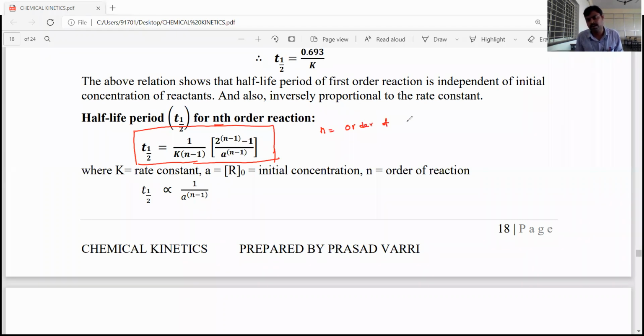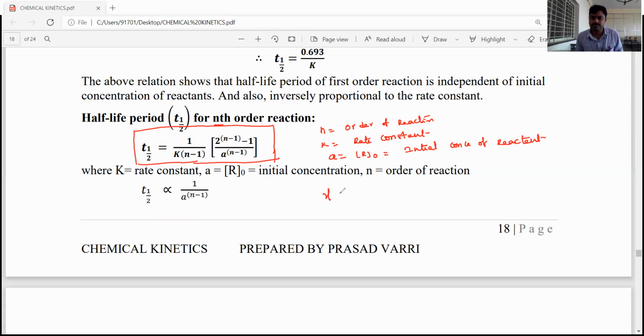Okay, where n indicates the order of the reaction, or nth order reaction, where K is equal to the rate constant. Here small a is used, dear students; small a is equal to R naught only, which is nothing but the initial concentration of reactant. Okay, dear students, now this is the general formula for an nth order reaction.